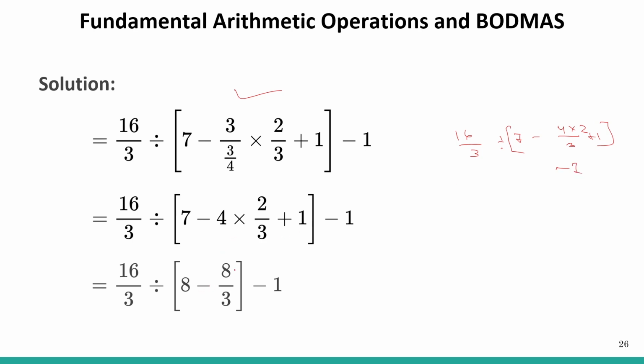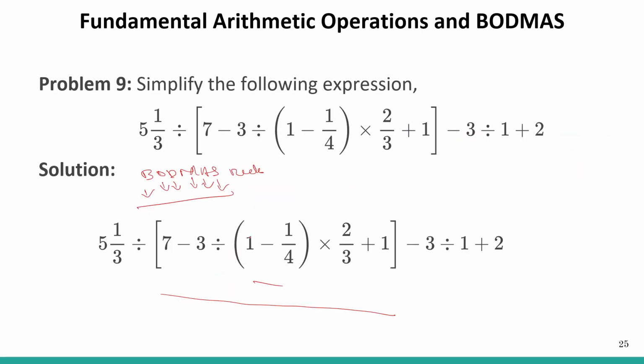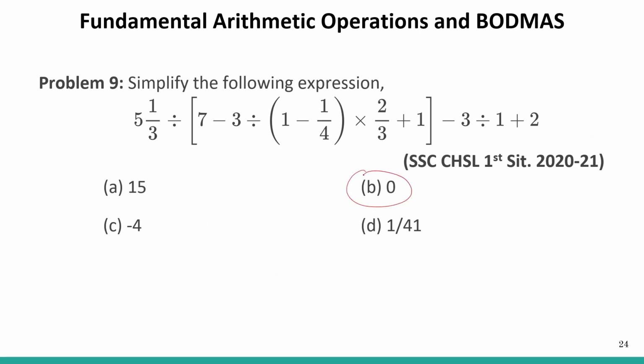So this will be equal to 4 into 2, so 8 minus 8 by 3. So minus 1 is equal to what? 16 by 3 divides 16 by 3 minus 1. So this will be 3 by 16. So this will be equal to what? 1 minus 1 is equal to 0. This term is just unnecessary here. It shouldn't be here. So only this minus 1 is the correct step here. This is equal to 0, so 0 is the correct answer.